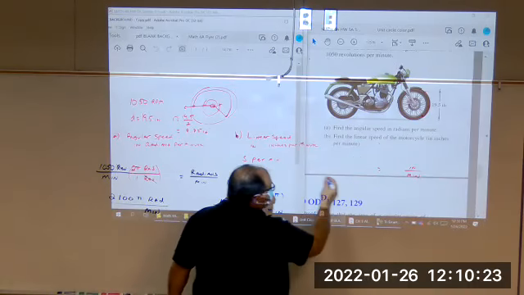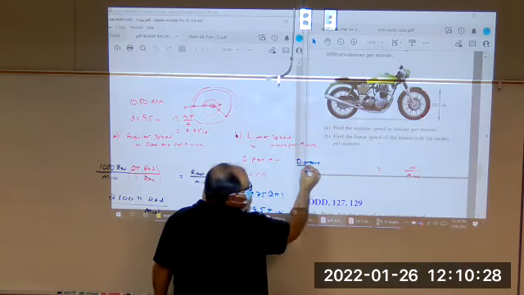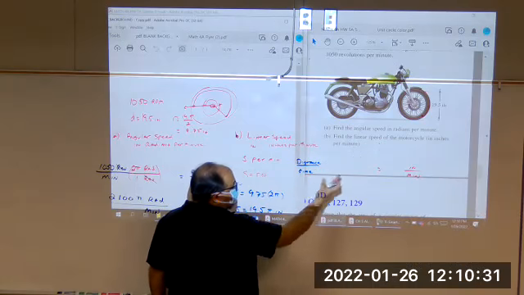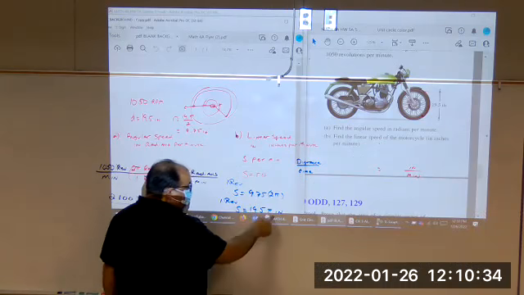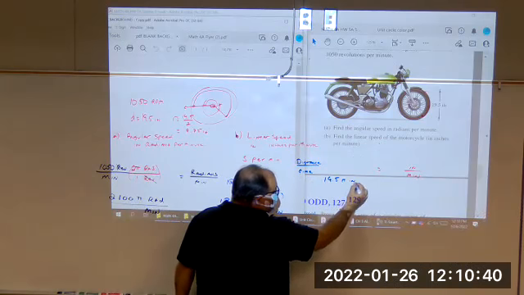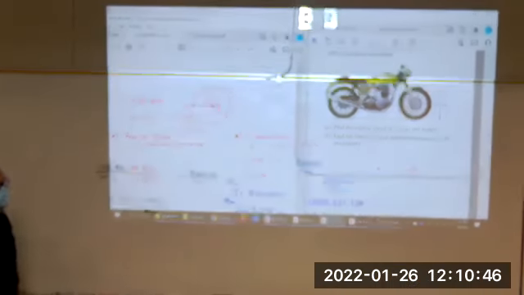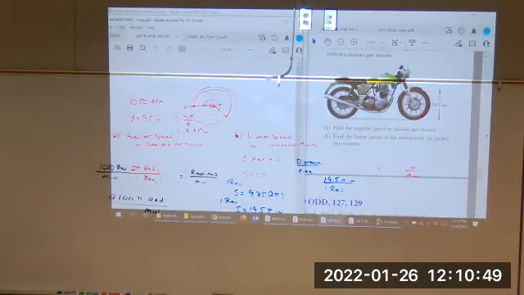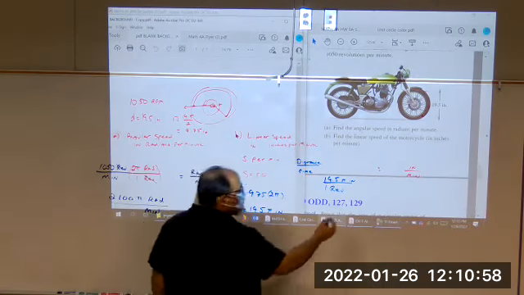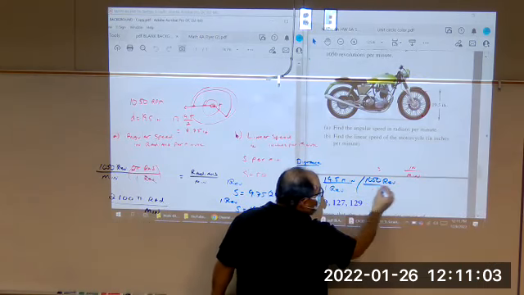The linear speed, distance divided by time. How far is it going for, now how long? It's going 19.5 pi inches every one revolution. And it's making 1,050 revolutions every 1 minute.